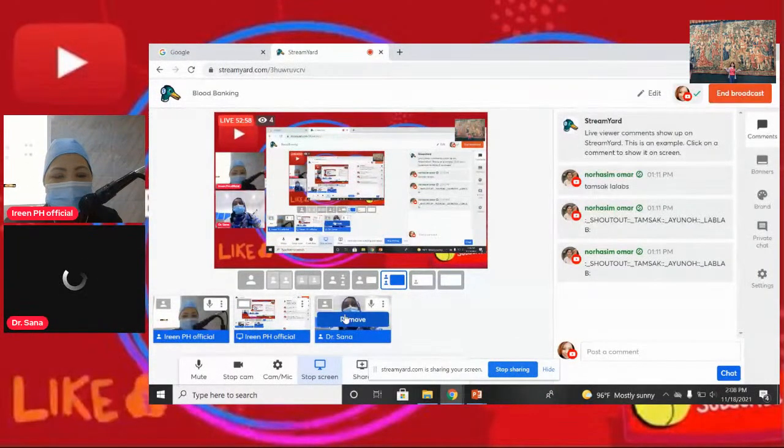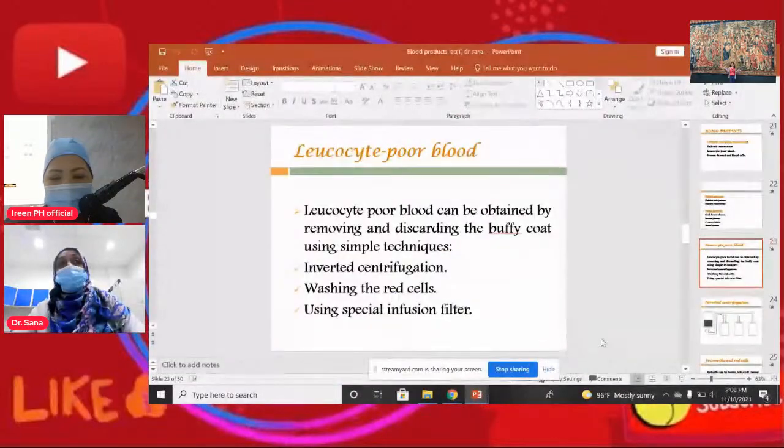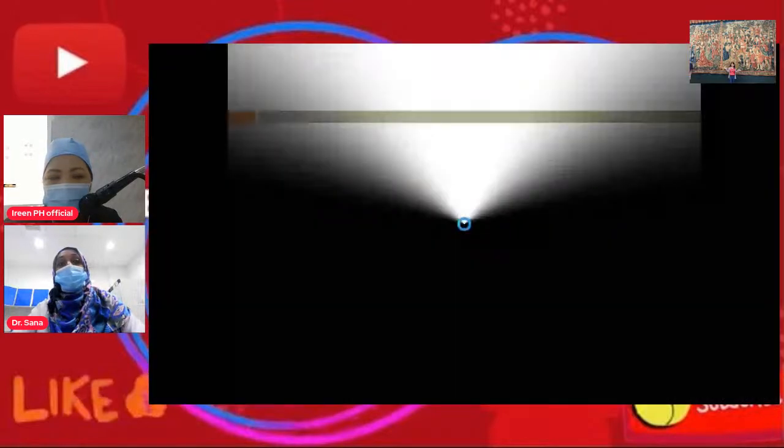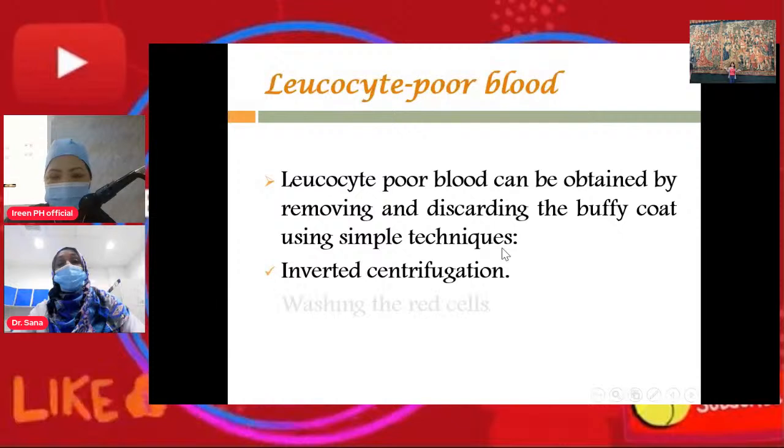That should be minus 60 and subsequently be stored at minus 65. This is the frozen solid red cell. Such a technique permits the storage of red cells for up to 10 years.